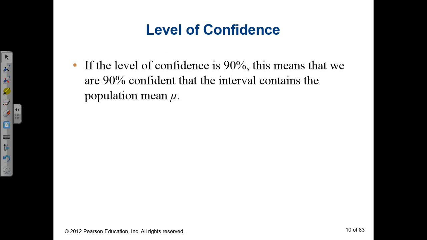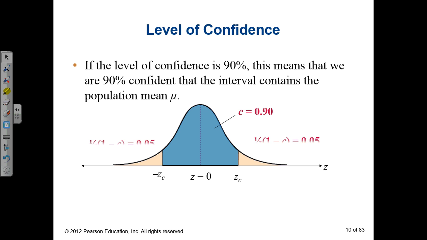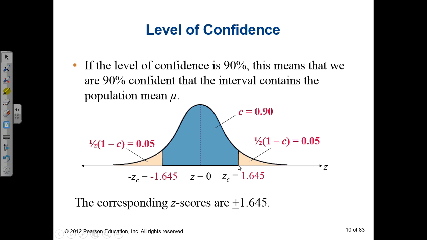So for example, suppose we're looking for a level of confidence of 90%. Well, if 90% is in the middle, then 10% is left over, right? 1 minus 0.9 is 0.1. Half of 10% is 5%, 0.05 in both tails. If we go to what we learned in section 5.3, we look in the body of the table for 0.05, and we find that this value down here is negative 1.645. By symmetry, this value up here is positive 1.645. So the corresponding z-scores are plus or minus 1.645 for a confidence level of 90%. And it will stay that way anytime we're using a confidence level of 90%.